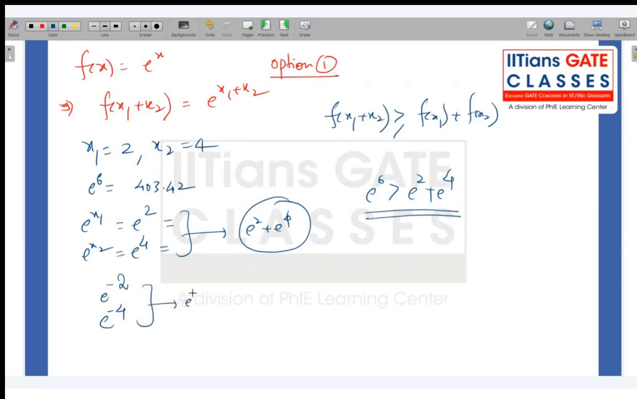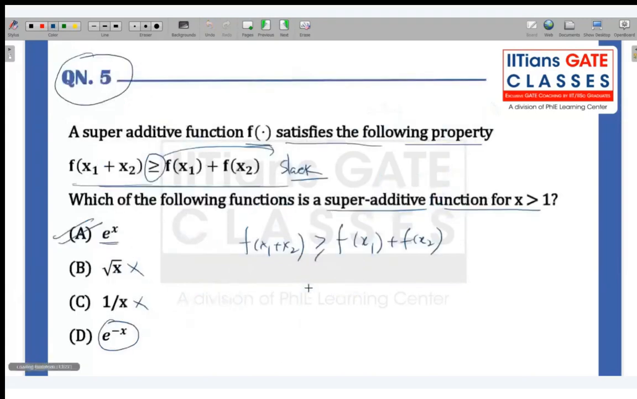You can find e raised to power this, you can add them, and also you can choose e raised to power minus 6. I think it is going to be very less, and that will not satisfy the super additive function property. So this is not correct. So option A is going to be the correct one.